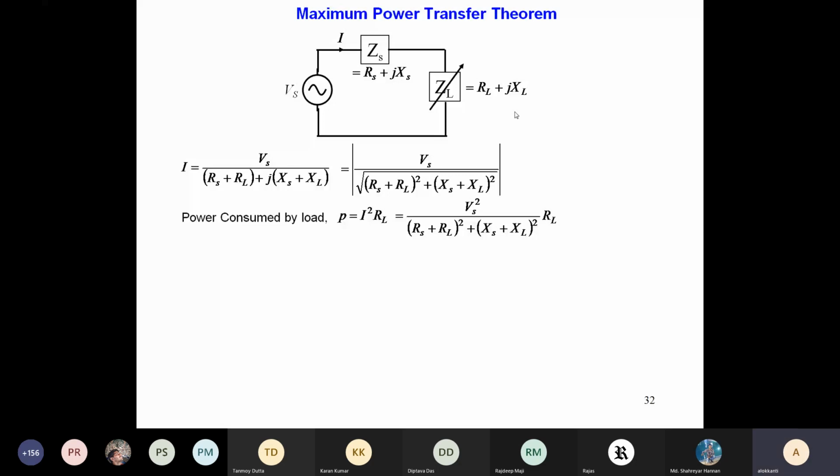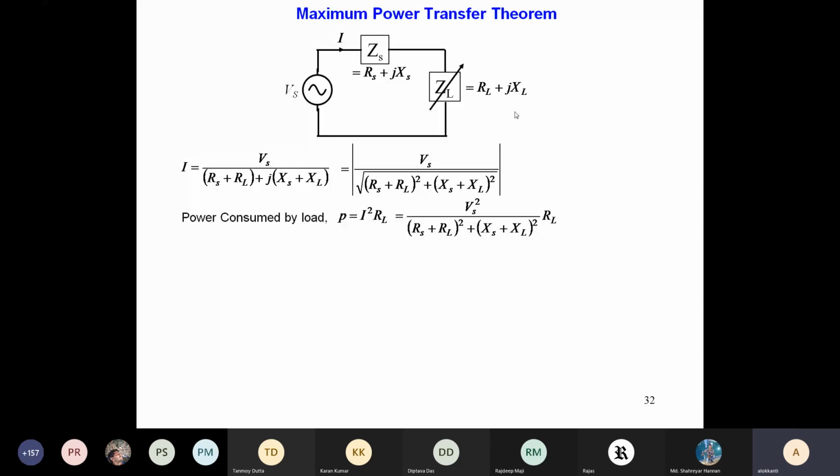Now in this expression of power, what are the variables? RL and XL. So all of us are engineers, all of us have done some mathematics, so you will obviously try to find out when this power is maximized. RL and XL are variables, but Rs and Xs are fixed. With respect to those fixed values, at what situation is the maximum power consumed by the load?